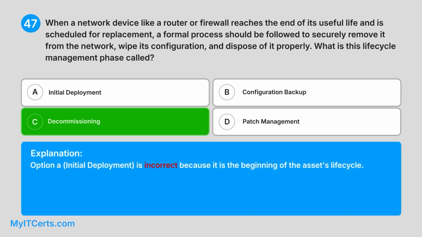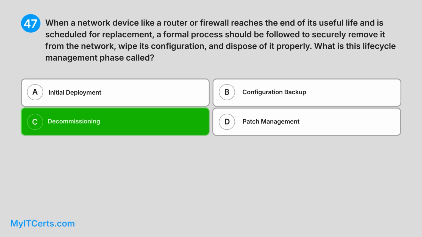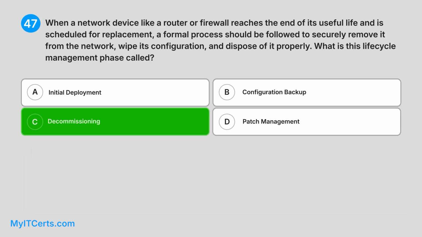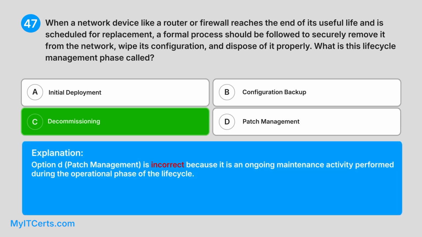Option A, initial deployment, is incorrect because it is the beginning of the asset's life cycle. Option B, configuration backup, is incorrect because it is a single task that is performed throughout the life cycle, including just before decommissioning. Option D, patch management, is incorrect because it is an ongoing maintenance activity performed during the operational phase of the life cycle.